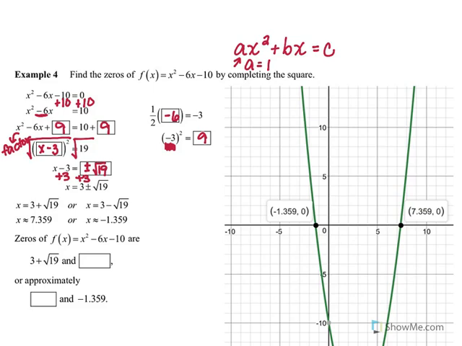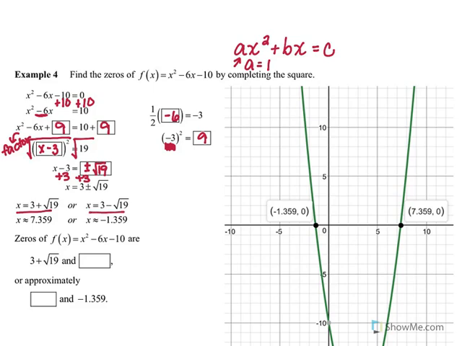Notice I am not taking 19 plus 3 to get 22. Notice that is not what I'm doing. I cannot add 3 and the square root of 19 together because they are not the same. They are not like terms. So what I have then is two solutions. I have one with the positive value and one with the negative value.